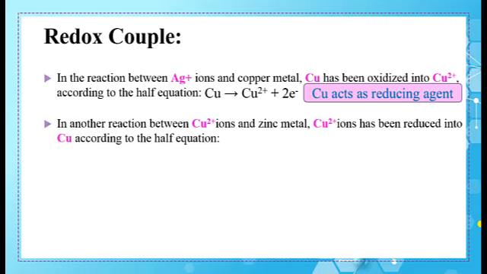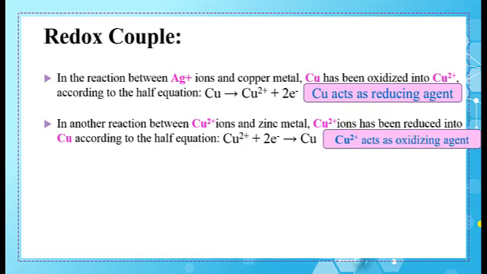While in another reaction between Cu2+ ions and zinc metal, Cu2+ has been reduced into Cu. According to the half equation, Cu2+ plus 2 electrons gives Cu. Since Cu2+ here undergoes reduction, then it acts as an oxidizing agent. Here, the same element, Cu, acts as a reducing agent, and here it acts as an oxidizing agent. It depends on what? Here, Ag+. With Ag+, it acts as a reducing agent. Here, with zinc metal, it acts as an oxidizing agent.